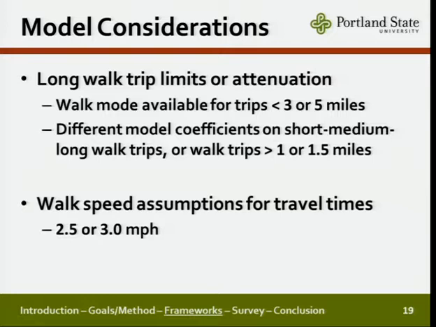Because walking trips are so much shorter than bike trips, coming up with a valid walk trip or non-motorized trip limit can be challenging, as well as assuming a different speed, because walking trips and biking trips typically are different speeds as well. So that's a little bit of an issue for those models that only have non-motorized travel.